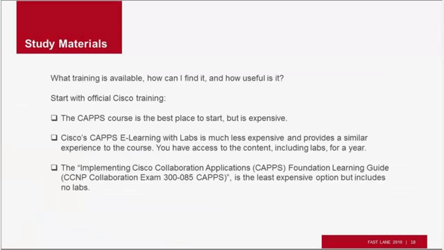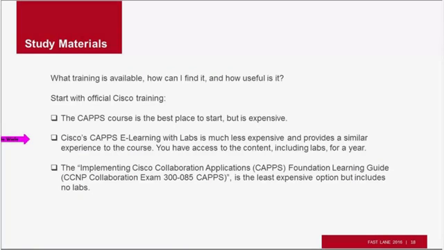So what about official Cisco training? How can you find it? How useful is it? Well, the CAPPS course, that's the best place to start, but it is expensive, right? That's the top end. You'll get the student guide, you'll have labs, you'll have an instructor who can provide value add. The Cisco CAPPS e-learning with labs product is much less expensive, and it provides a similar experience to the course.